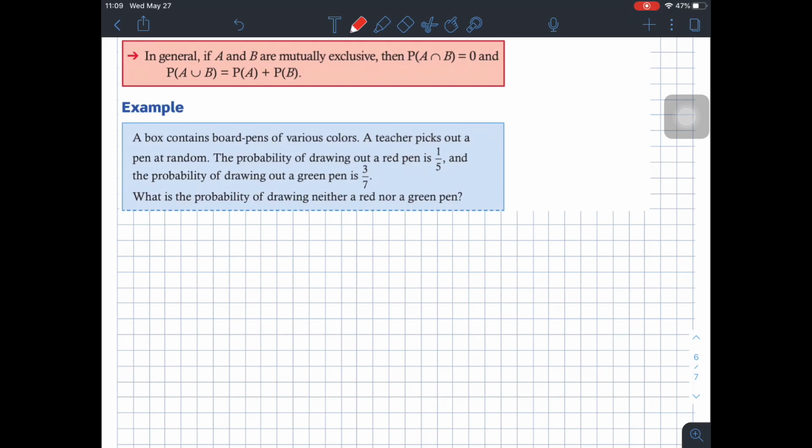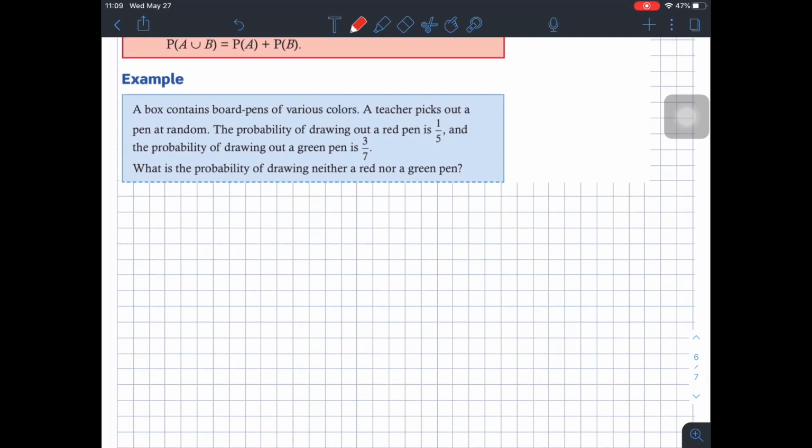But the pen cannot be red and green at the same time, right? That's why we're talking about mutually exclusive events. There's no way I can take out a pen which writes both in color red and color green at the same time, right? So let me write the information here.